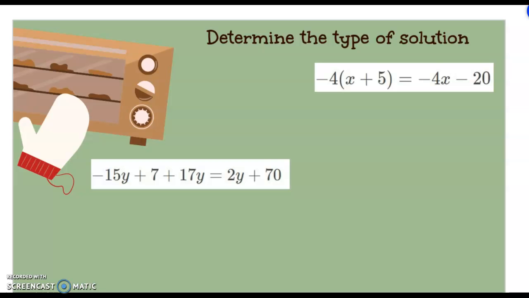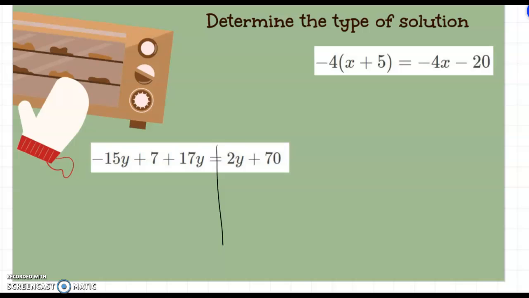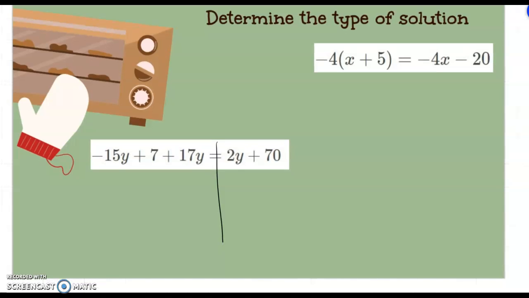So now we're going to determine the types of solution. So we're going to start with this bottom one here. What we're going to do is we're going to combine any y's that we can together. I have a negative 15y and a positive 17y. If I combine those two together, what am I going to get? 2y, a positive 2y, because a negative outbeats a positive, especially if it's larger.